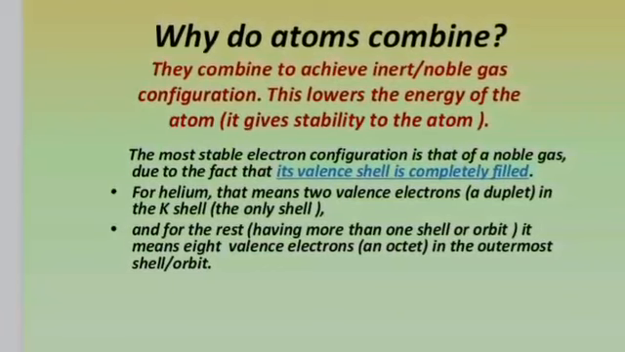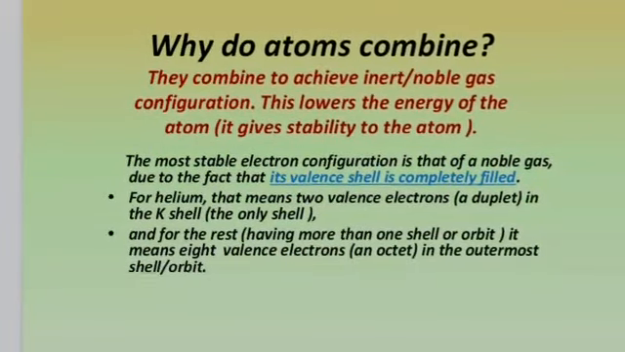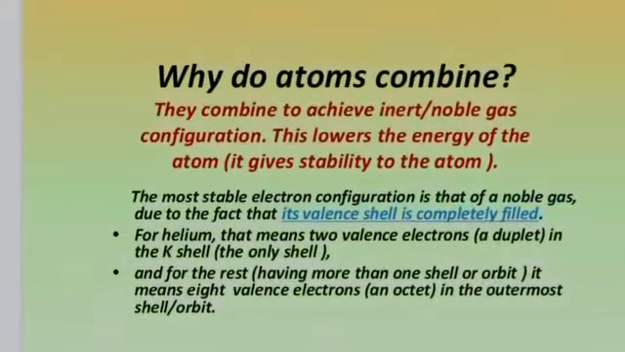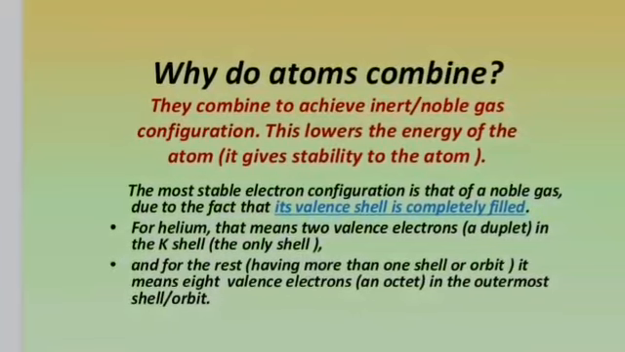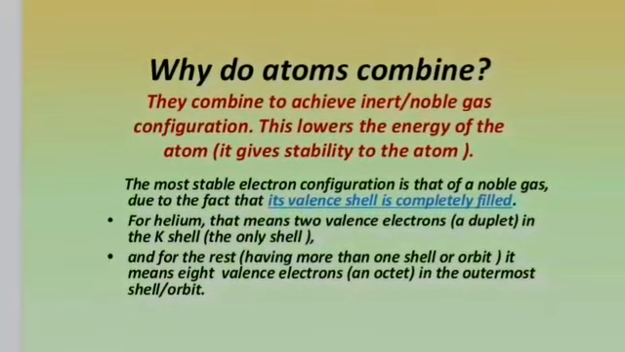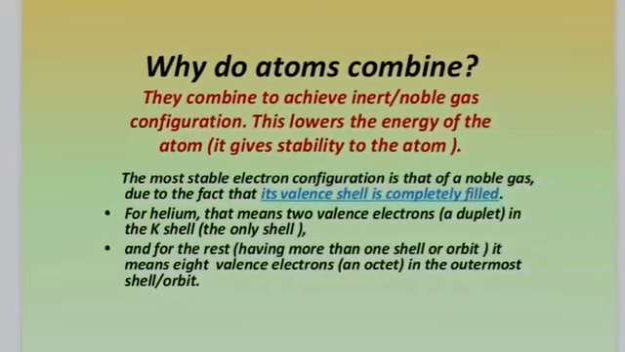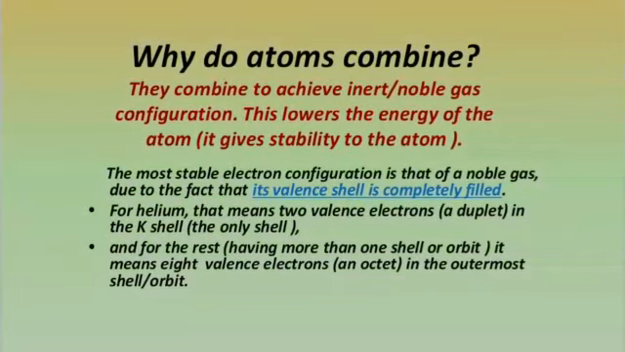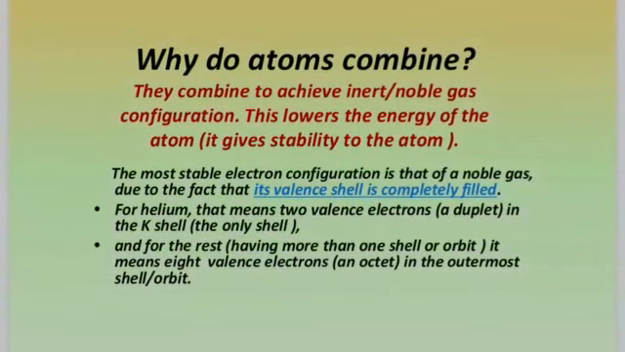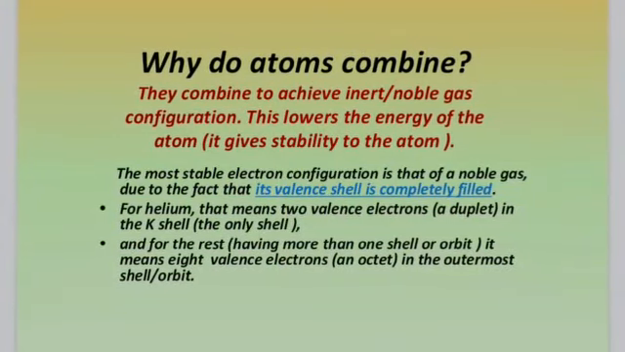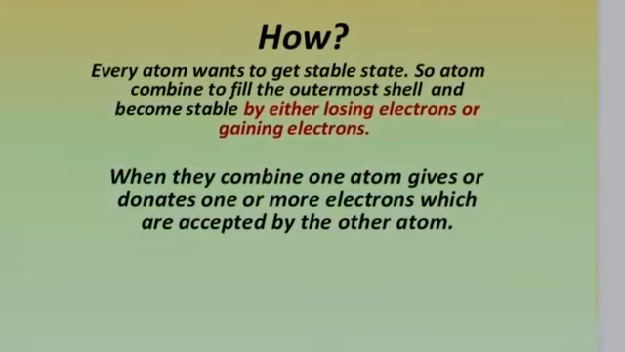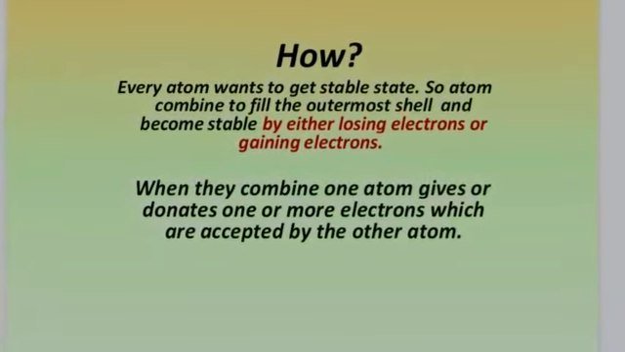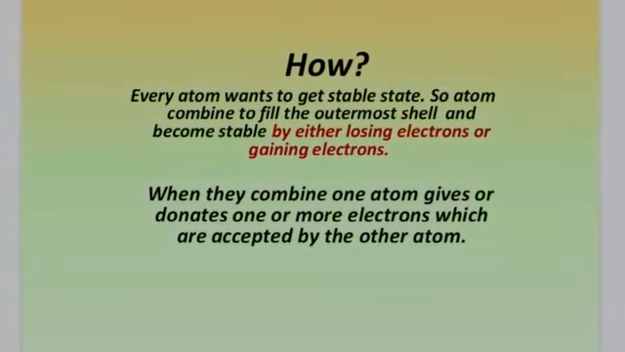But the question arises, why do the atoms combine? So children, they combine to achieve inert gas configuration. This lowers the energy of the atom and provides stability to the atom. This is due to the fact that its valence shell gets completely filled. It means for helium, 2 valence electrons in the K shell, and for the rest, it means 8 valence electrons or an octet in the outermost shell. Every atom wants to get a stable state. So atoms combine to fill the outermost shell and become stable by either gaining or losing electrons.